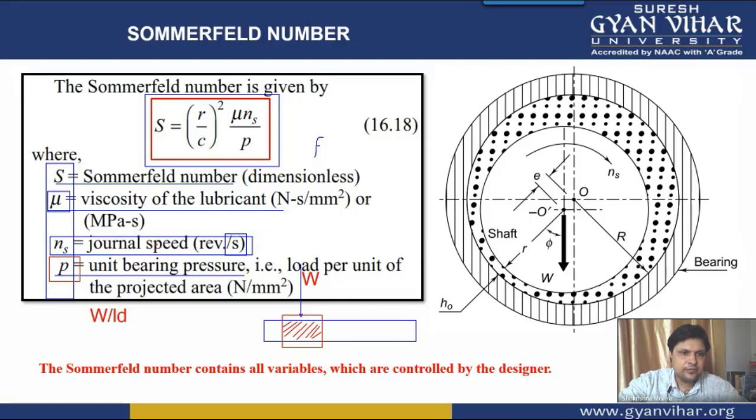So these are the notations which are used in Sommerfeld's number. It is an important number. Here you can see two dimensionless parameters are given to you: one is R by C, and the second is mu N by P. These are the two dimensionless parameters in the Sommerfeld number.